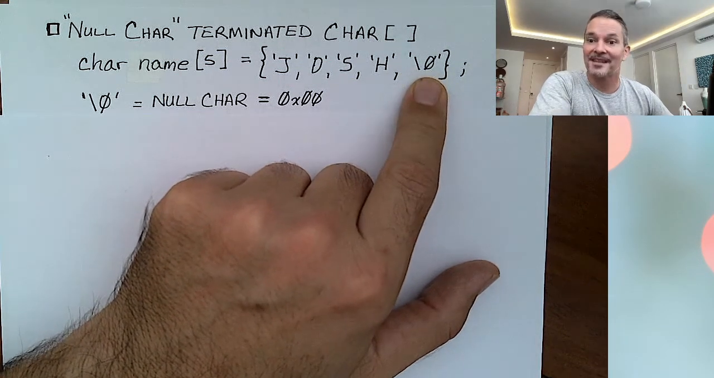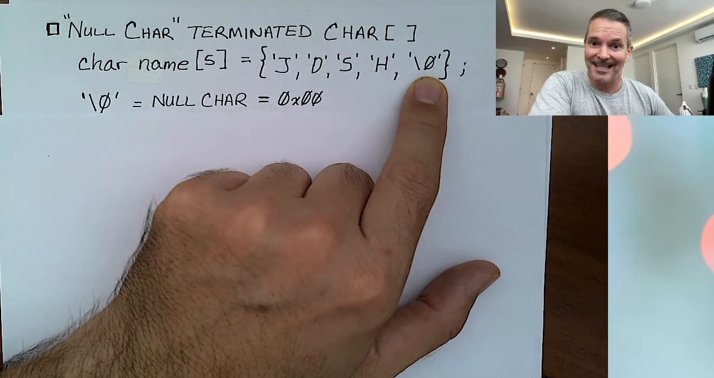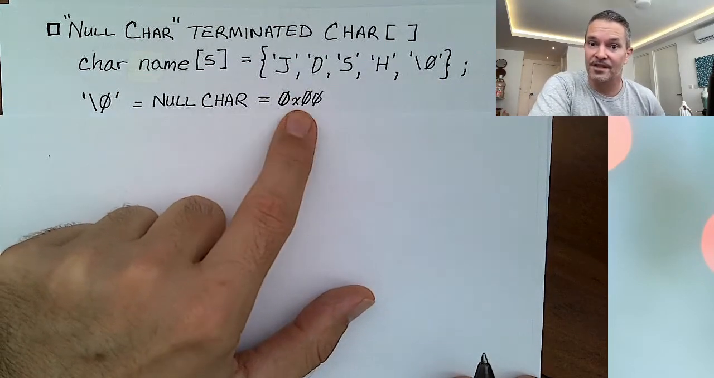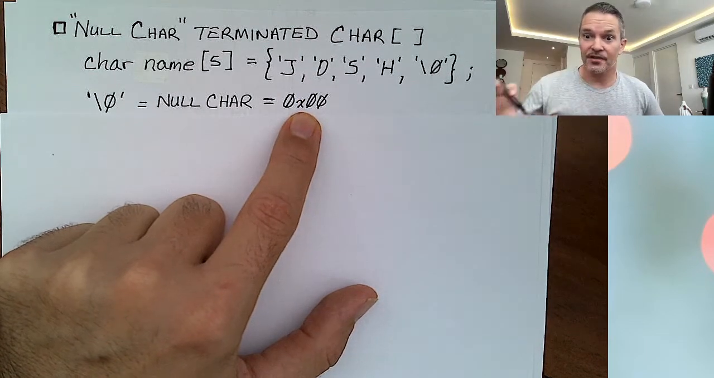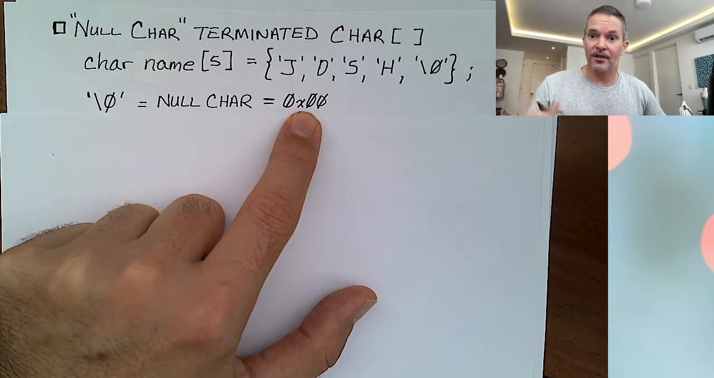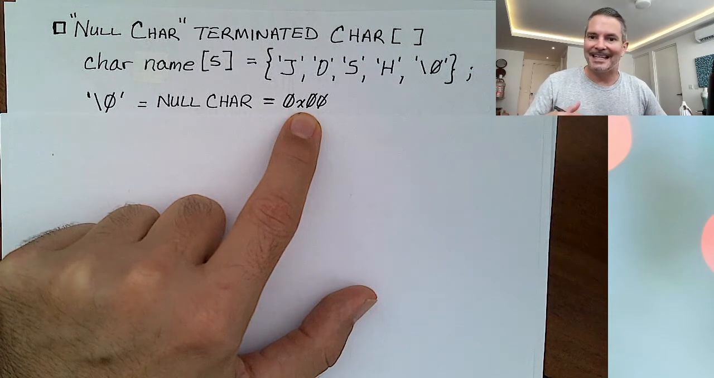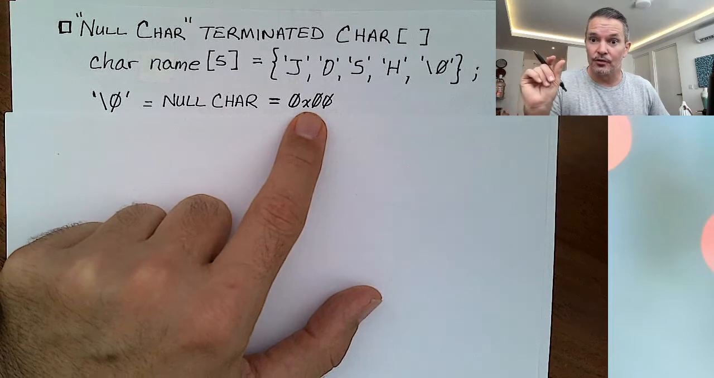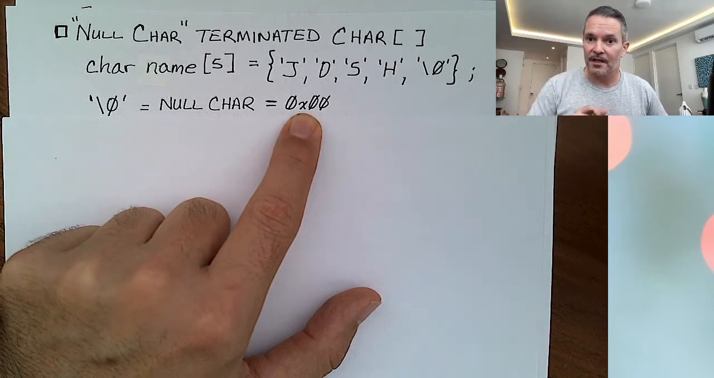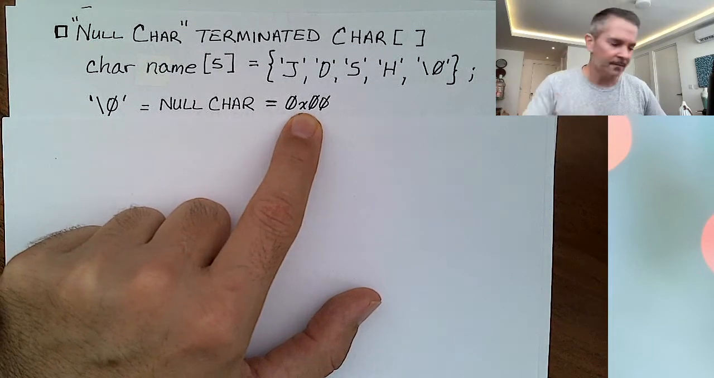What this \0 represents is the value 0. It represents a set of 8 bits that are all set to 0, and we call this the null character. It can't be printed to the screen. It doesn't represent anything. It's just used as a marker to identify the end of a string.